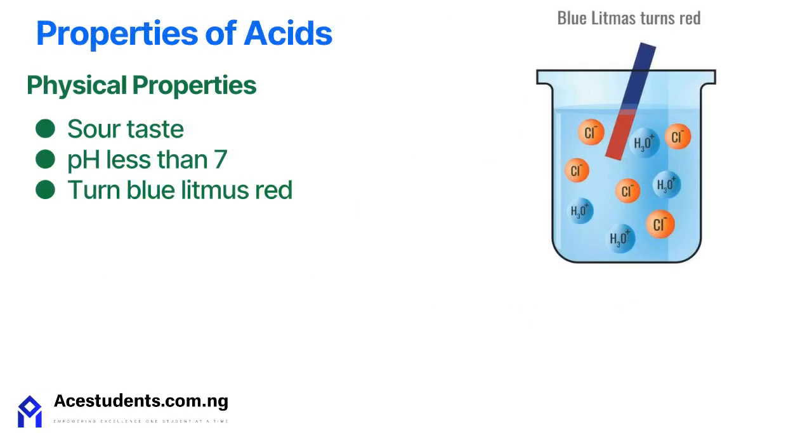To begin with, acids have some common and easily observable properties. Firstly, acids have a sour taste, although tasting acids is never allowed in the laboratory for safety reasons. Secondly, acids have a pH value less than 7, which shows that they are acidic. In addition, acids turn blue litmus paper red, which is a standard laboratory test.